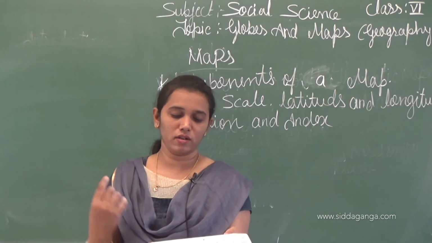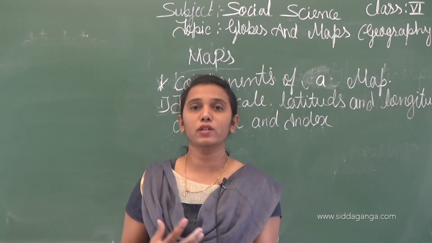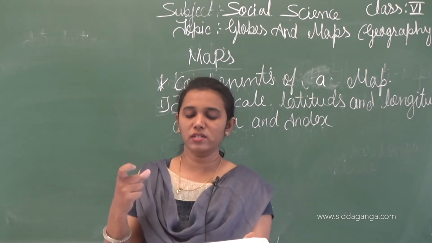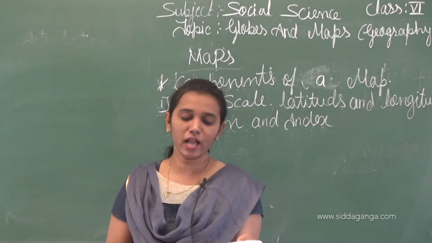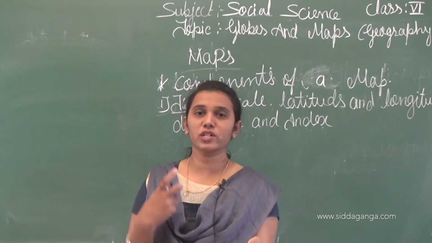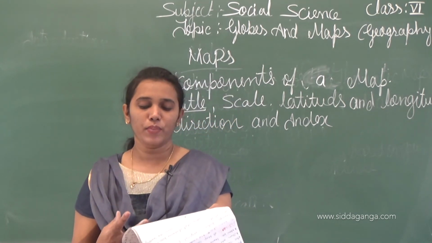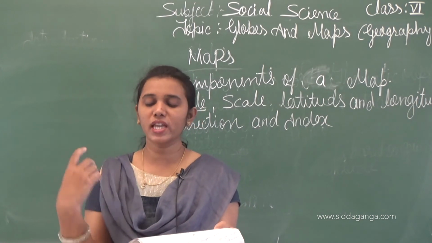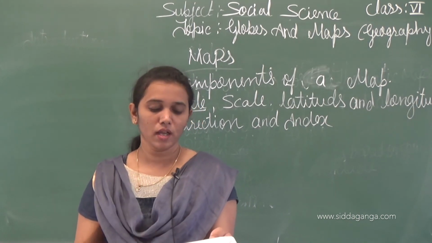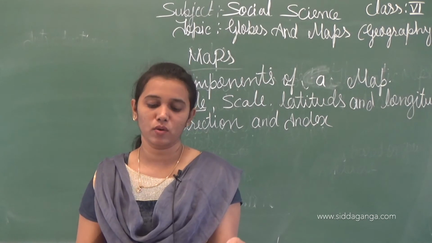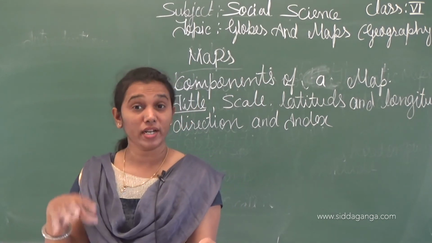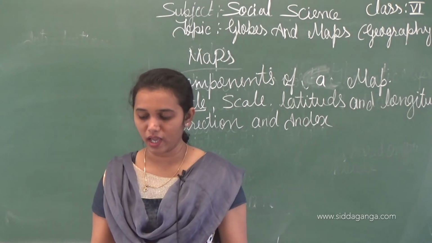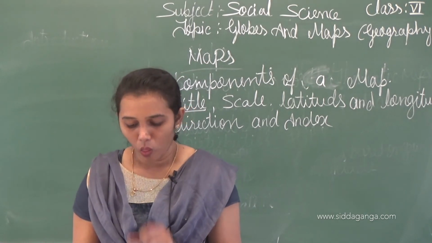We take the equator into consideration for distance. So for the location, distance, and direction of the places, we need latitudes and longitudes, so we can easily locate where the places are and what their position is, etc., children.